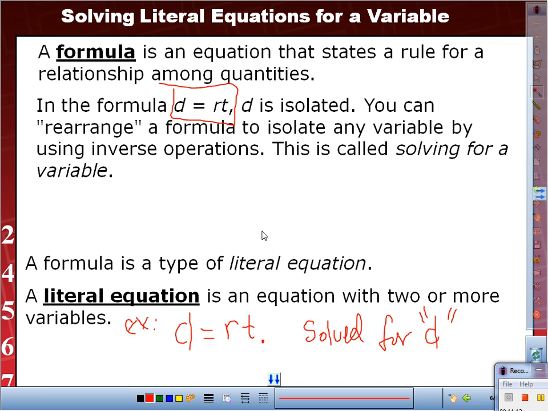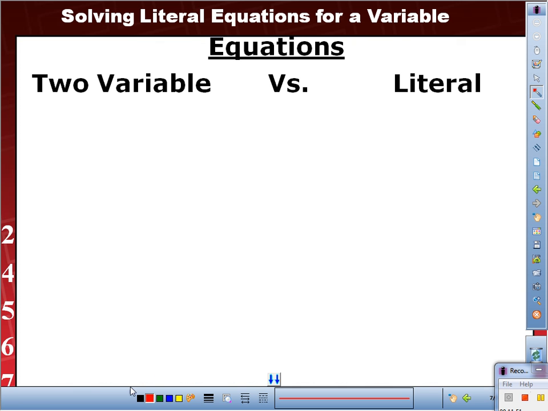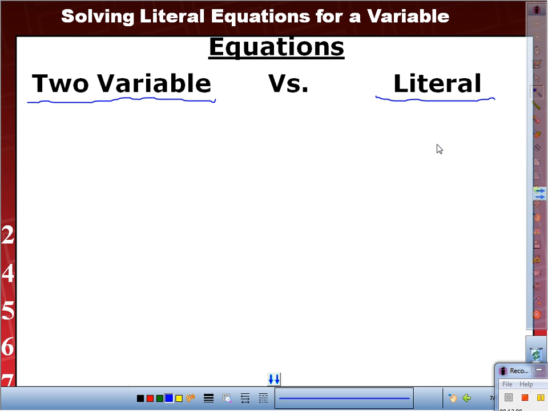So, underneath that, I want you to write this. Write two variable versus literal, underneath where you wrote on the Q side. So what I want you to do by yourself, I want you to make up an example of a two-variable equation. And then underneath where it says literal, I want you to make that one into a literal equation. Let me show you an example. 2x equals 5y plus 23.